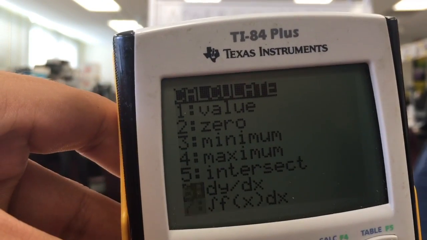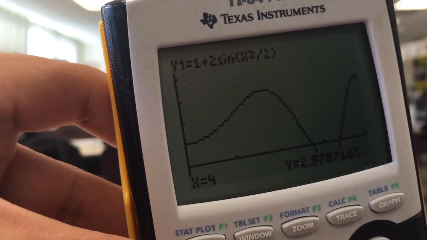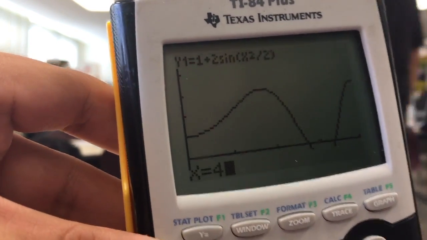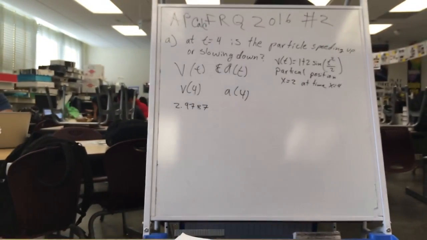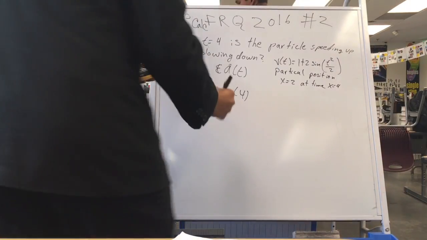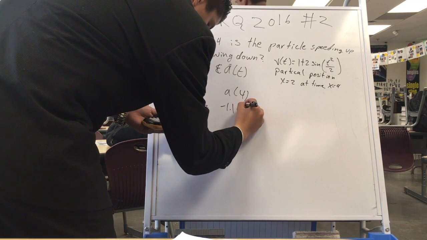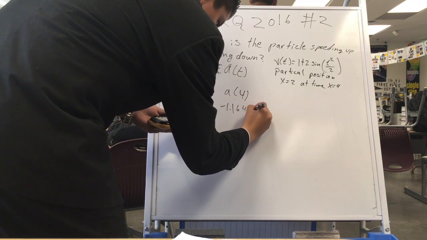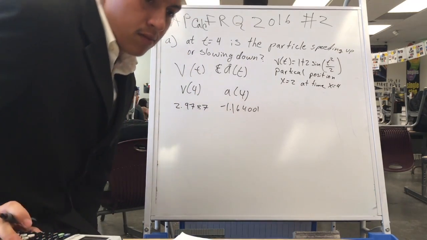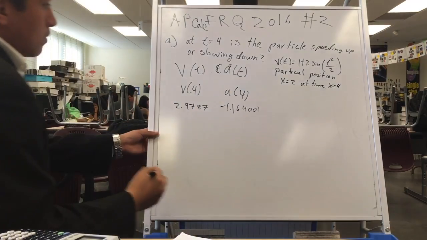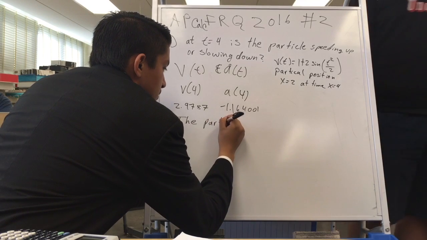Now what you want to do is find the derivative of velocity, which is going to give you acceleration, and we're trying to find it at 4. Once you do dy/dx on your calculator, just press 4 and then enter, and that's going to give you a(4), which is negative 1.164. As you could tell, one is positive and the other one is negative. Therefore, the particle is slowing down.